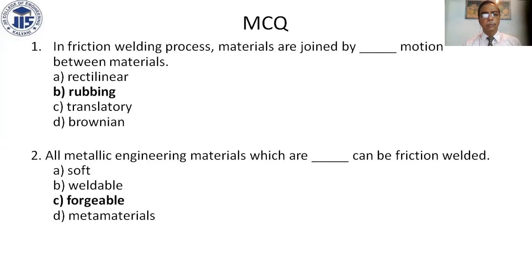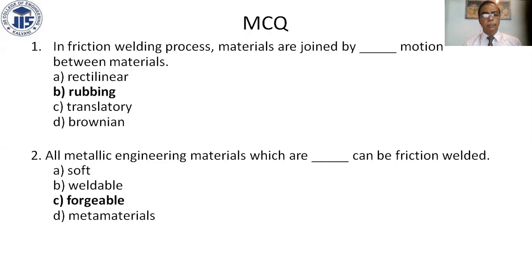In the friction welding process, materials are joined by motion between the materials. A is rectilinear, B is rubbing, C is stationary, D is Brownian. So here the answer is rubbing. In the friction welding process, materials are joined by rubbing motion between the materials. So B is the correct answer.